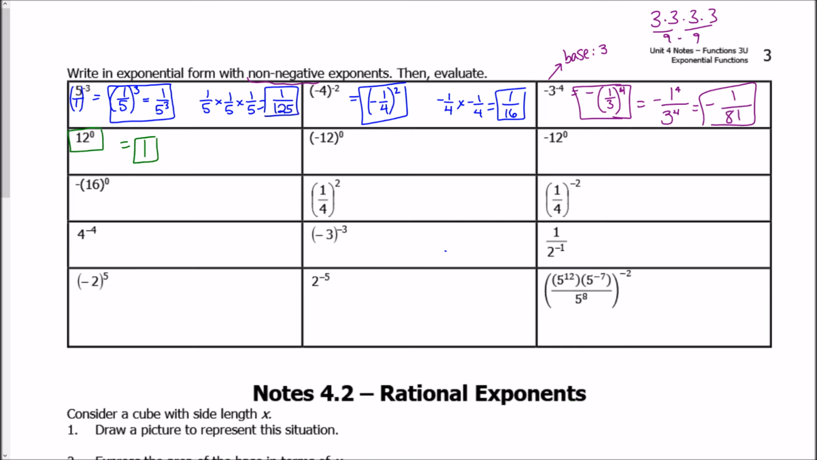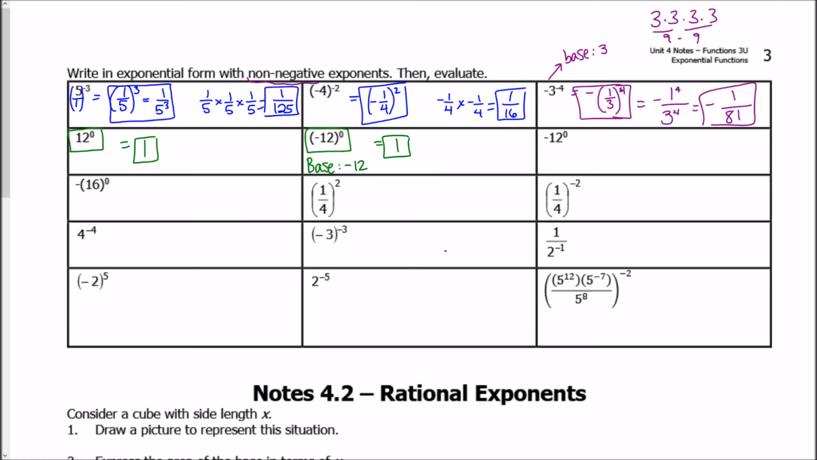Okay? All right, for the next one, this is also in exponential form because I have a non-negative exponent here. So here, this time my base is negative 12. Because my negative is inside of my brackets, all of this number is being raised to the power of 0, so I end up getting still 1.